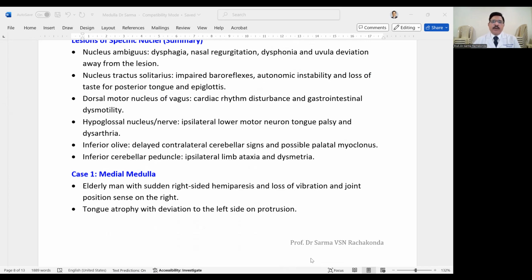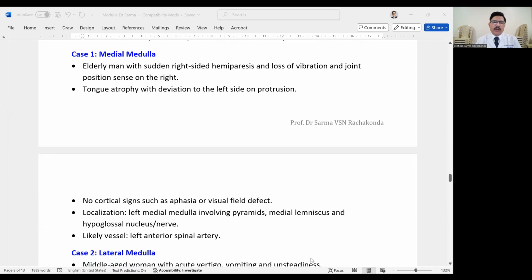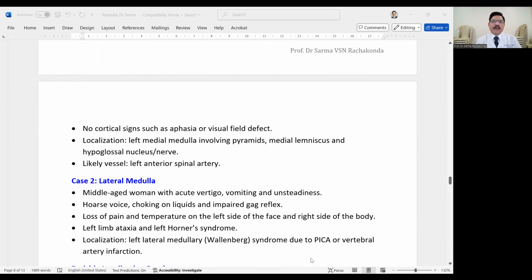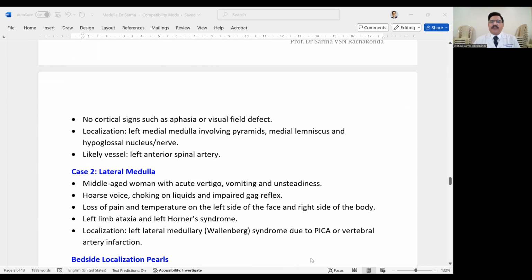Medial medullary syndrome: sudden right-sided hemiparesis, right-sided loss of vibration and joint sense, left-sided lesion of the 12th nerve with tongue pushed to the left side on protrusion. The lesion is in the medial medulla. No cortical signs such as aphasia or visual field defect. Why that? If cortical signs were there, it could be a cortical lesion. We have to exclude cortical lesion. There is no aphasia, there is no visual defect. If aphasia and visual signs are absent, it is not cortical.